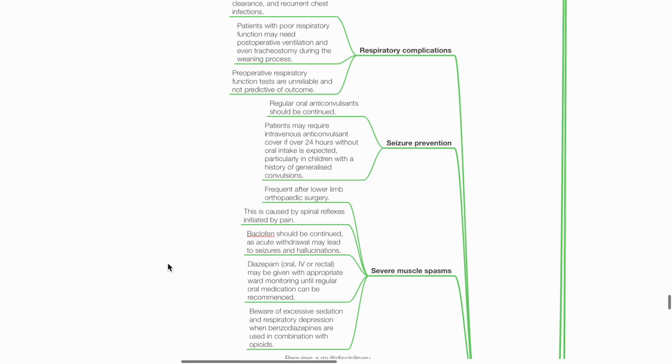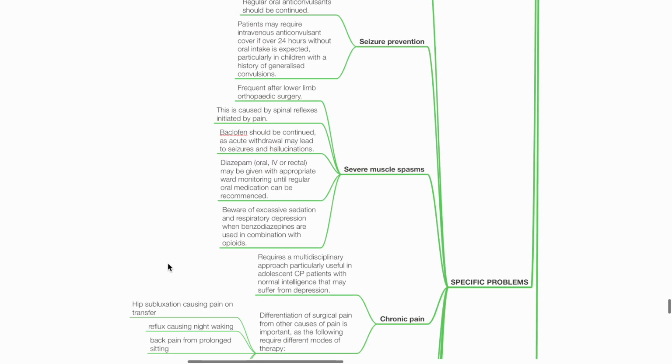Severe muscle spasms are frequent after lower limb orthopedic surgery. This may be due to spinal reflexes initiated by pain. Baclofen should be continued. Acute withdrawal of baclofen may lead to seizures and hallucinations. Diazepam may be given with appropriate ward monitoring until oral medications are recommenced. Beware of excessive sedation and respiratory depression when benzodiazepines are used with opioids.